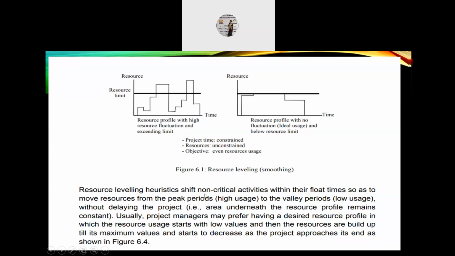Resource leveling heuristics shift non-critical activities within their float time so as to move resources from the peak periods, high usage, to the valley periods, low usage, without delaying the project. Usually, project managers may prefer a desired resource profile in which the resource usage starts with low values, then builds up to its maximum values, and starts to decrease as the project approaches its end, as shown in figure 6.4, which I have shown earlier.